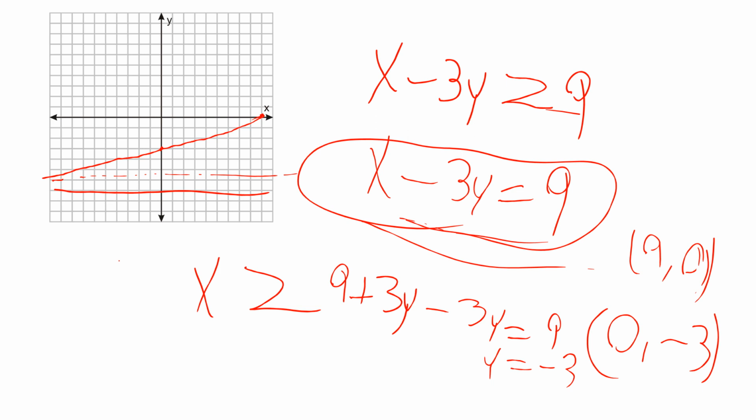And that's where we can just shade this, indicating that all the points here satisfy. So this right here is the correct graph of this inequality.